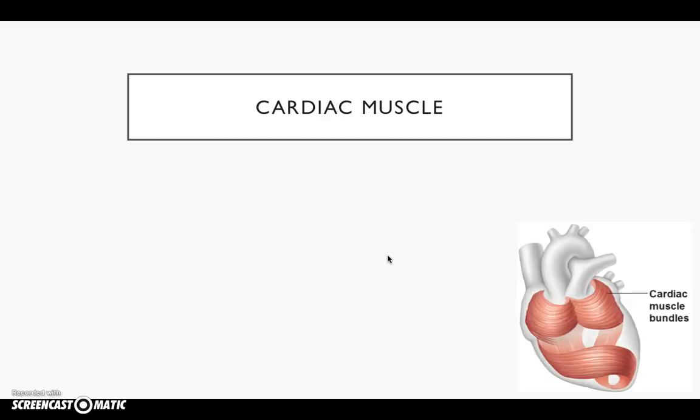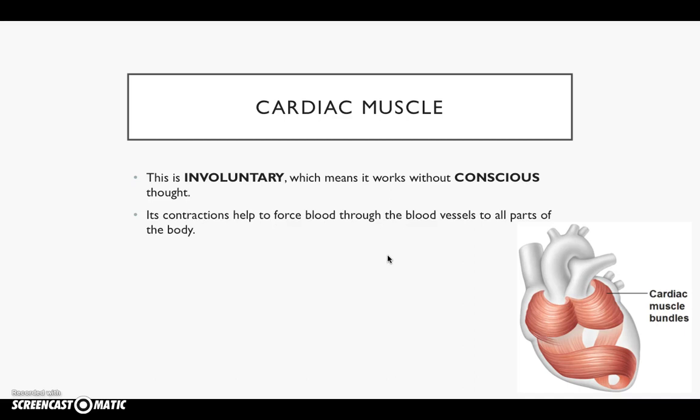Then we have our cardiac muscle. This is involuntary, which means it works without conscious control as well, or conscious thought. So similar to smooth muscle, the cardiac muscle is also involuntary. Its contractions help to force blood through the blood vessels to all parts of the body. So it's found in the wall of the heart. This is the only example of the cardiac muscle. Cardiac muscle is found in the walls of the heart.